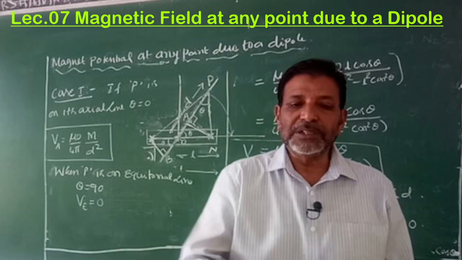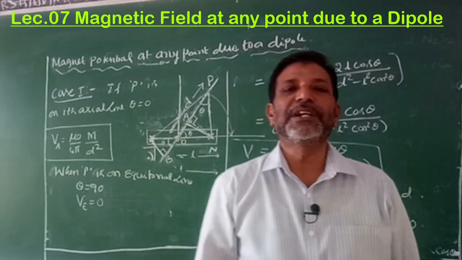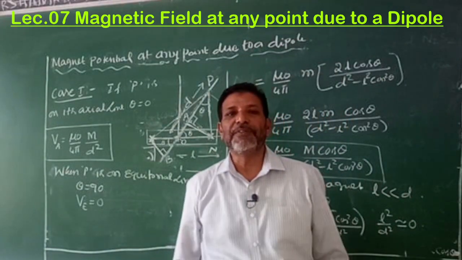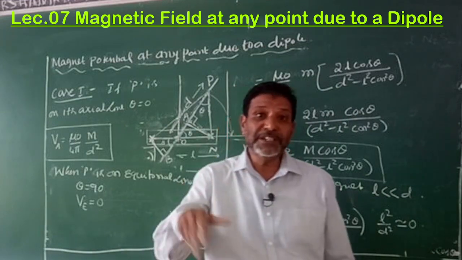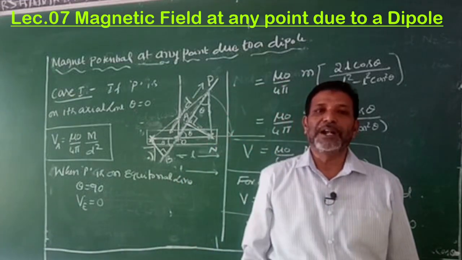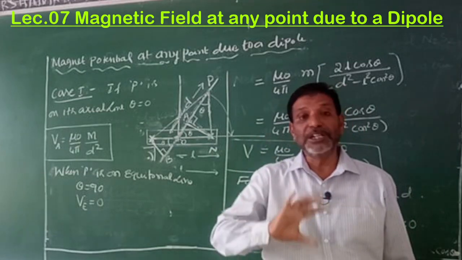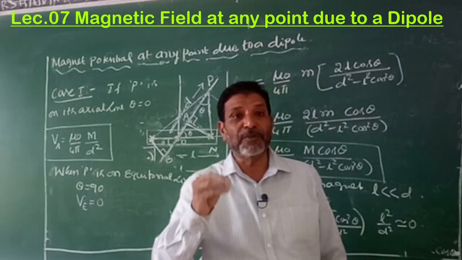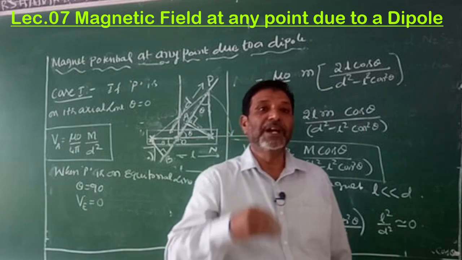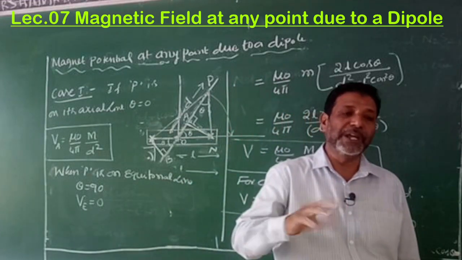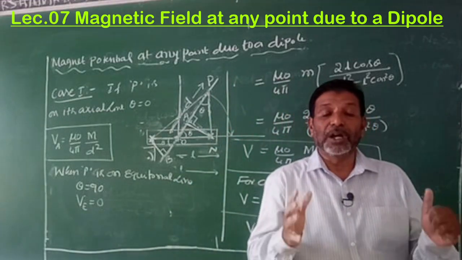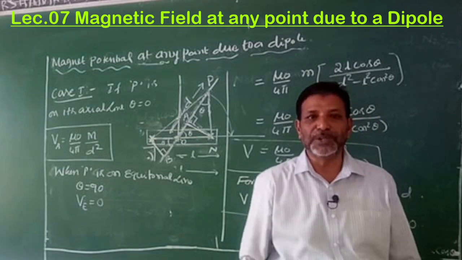Now, these are the two important expressions: the field at any point due to a dipole and the potential at any point due to a dipole. These are the general formulas of the field and potential due to a dipole. I hope all of you have understood these two derivations.